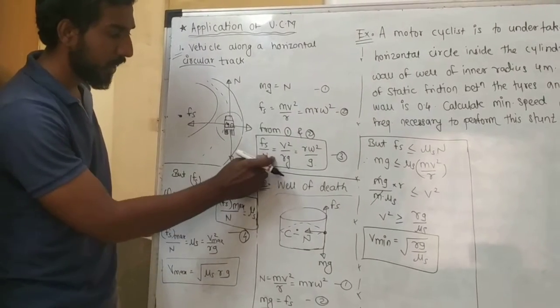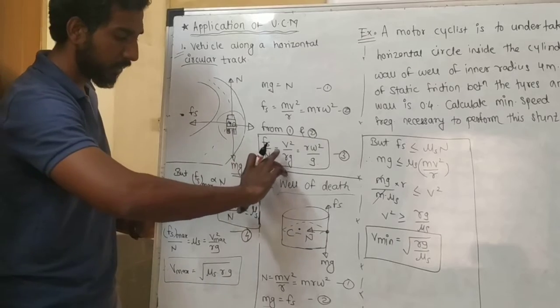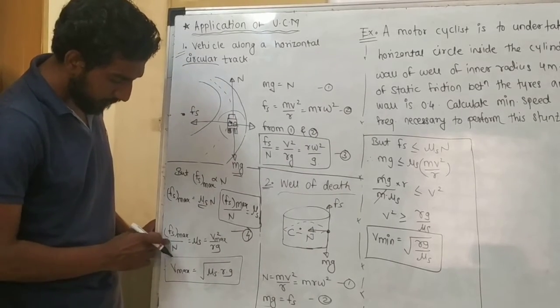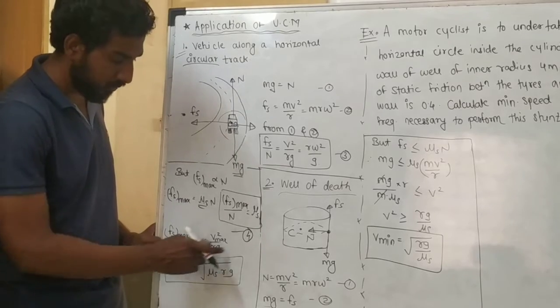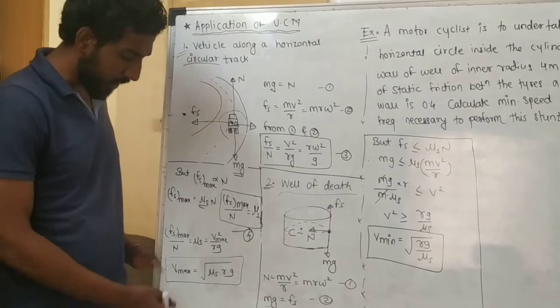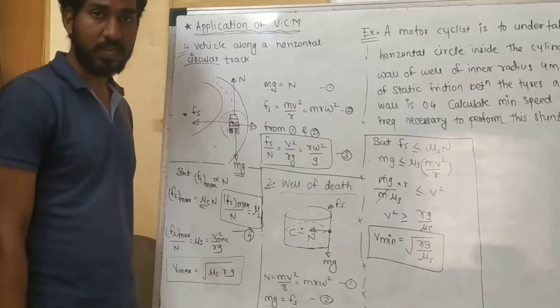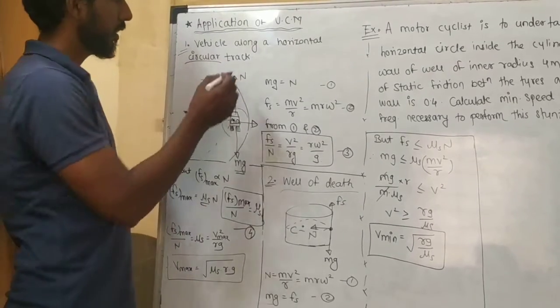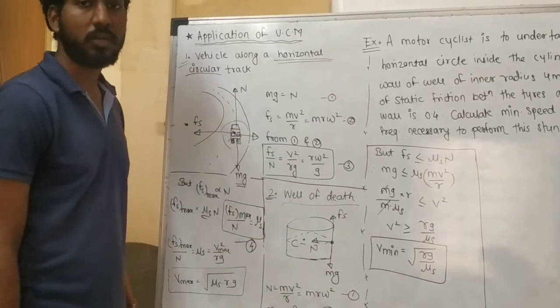Okay, and similarly we have equation Fs upon N. By comparing equation number 3 and equation number 4, we finally get Fs max upon N is equal to v square max by rg. And finally v max can be calculated as under root mu s rg. We will require this formula when we have numericals on a horizontal circular track.